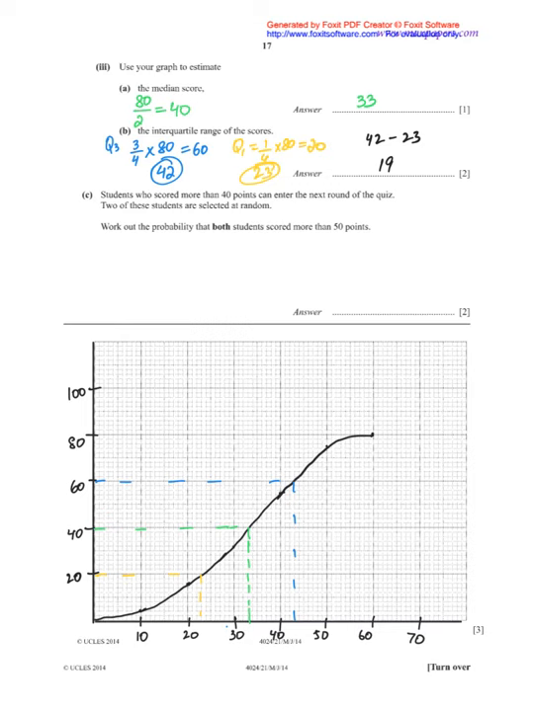After that it says the students who scored more than 40 points can enter the next round of the quiz. 2 of these students are selected at random. Work out the probability that both students score more than 50 points.